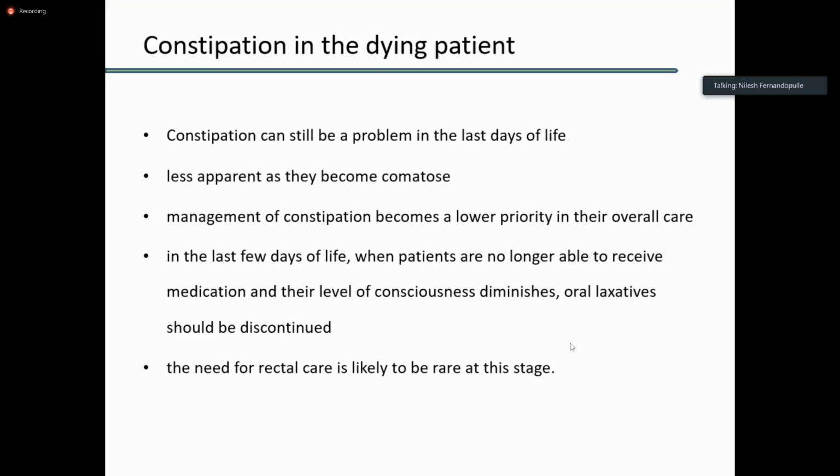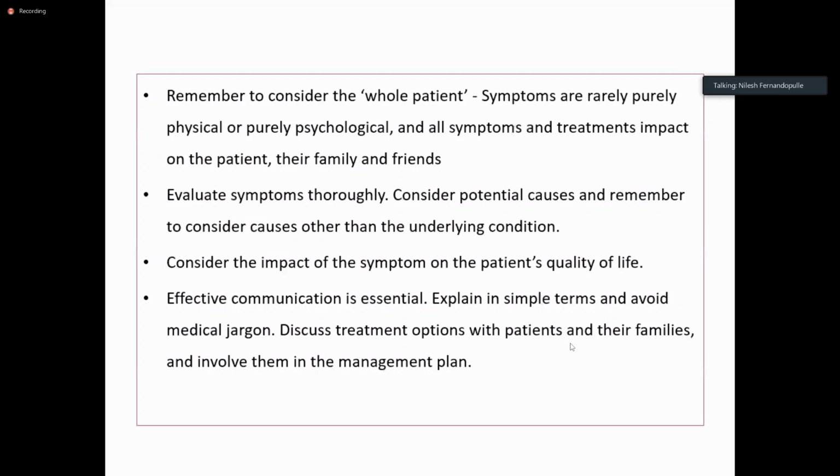So obviously, with dying patients you stop giving oral drugs, and you can think less about the GI tract and think about other things much more important to the patient. Remember to consider the whole patient rather than just the GI tract or the respiratory tract. Symptoms are rarely purely physical or purely psychological. It's a combination of things, and all symptoms and treatments impact the patient, their family and friends. It's a holistic approach, which you are all familiar with.